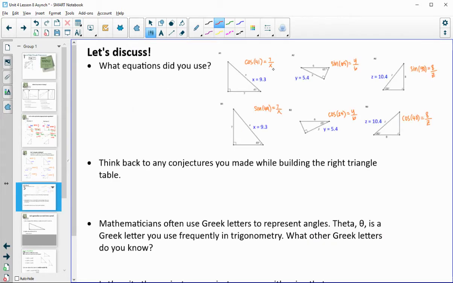All right, let's discuss what you were supposed to notice here. Here are those 6 problems. Hopefully you have them written in your book too so you can be looking at them. What equations did you use? It looks like we used sine and cosine in all of them. And then what did you notice? Did you think back to any conjectures that we've done before?